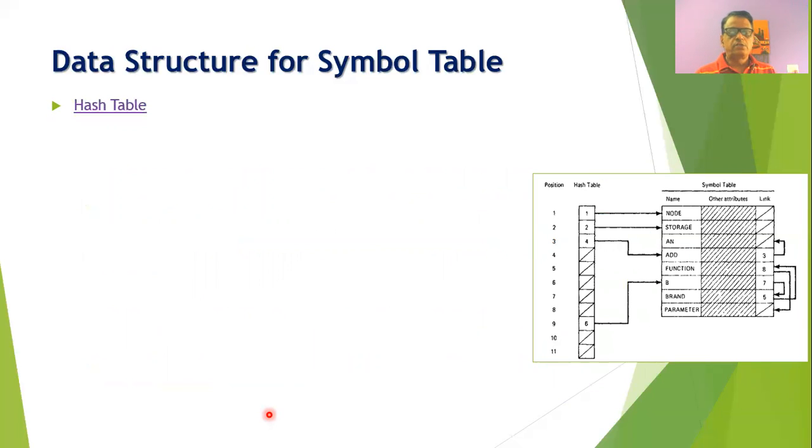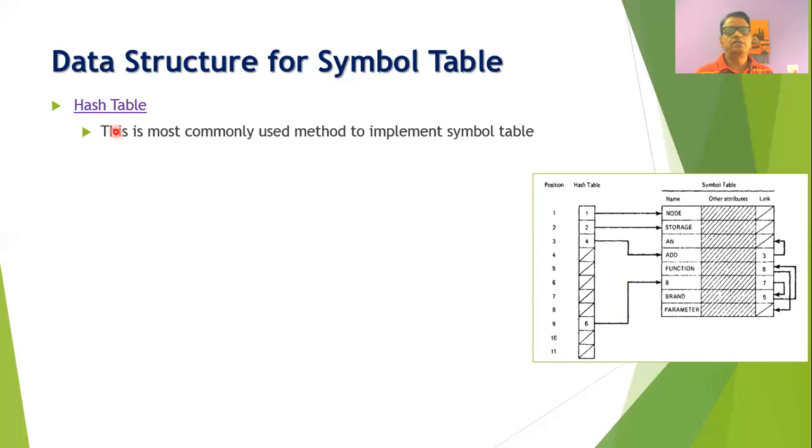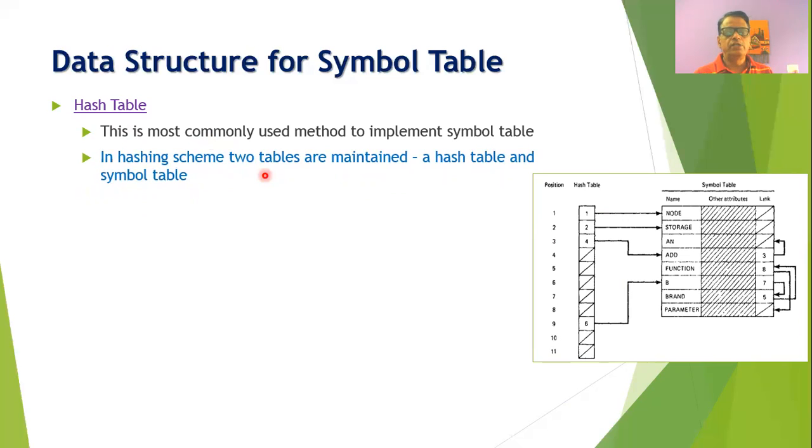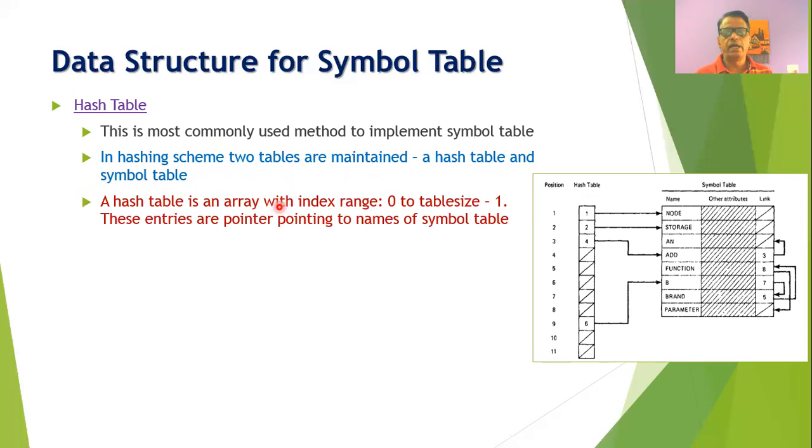The last data structure that is very commonly used for the creation of the symbol table is called the hash table. And this is the most commonly used method to implement the symbol table. In the hashing scheme, there are two tables maintained. The first table is called the hash table and the other table is called the symbol table. The hash table is an array with the index range from 0 to table size minus 1. These entries are actually pointers, and they point to the names of the symbol table.